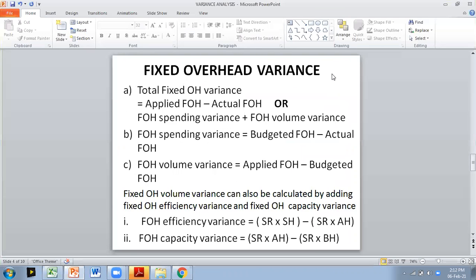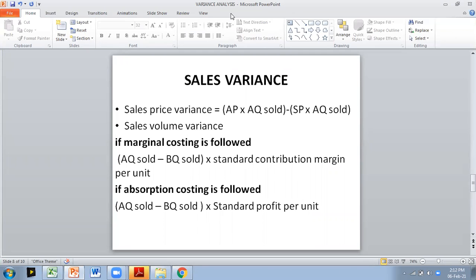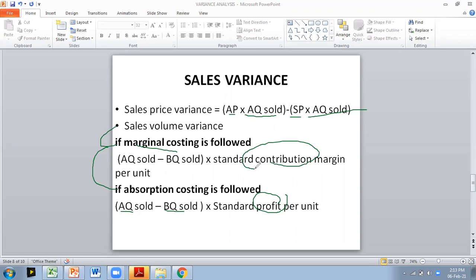We go to our slides, we see that sales variances are over here. When you have to calculate the sales price variance, you have to do this: the actual price into actual quantity sold minus standard price into actual quantity sold, right? Then for sales volume variances, you have to see whether it is marginal costing or absorption costing. If absorption costing is used, you will take actual quantity minus budgeted quantity, multiply by the standard profit per unit. But if marginal costing is used, you have to take the standard contribution margin per unit. This is the difference. You have to differentiate. But sales price variance is simple. You have to just put it in the formulas.